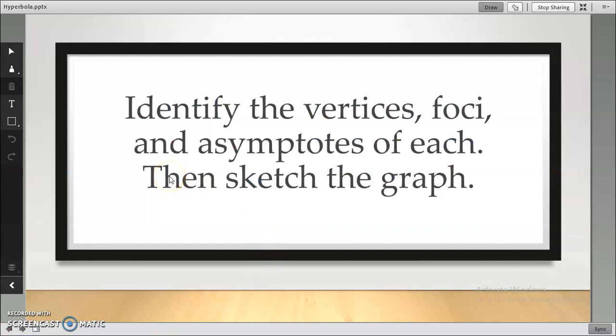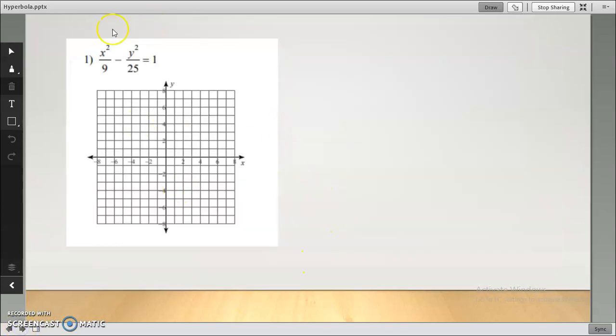All right, so let's do some examples. We're going to identify the vertices, the foci, and the asymptotes of each and sketch the graph. I'm also going to do the center and the co-vertices. All right, so here's our first one.